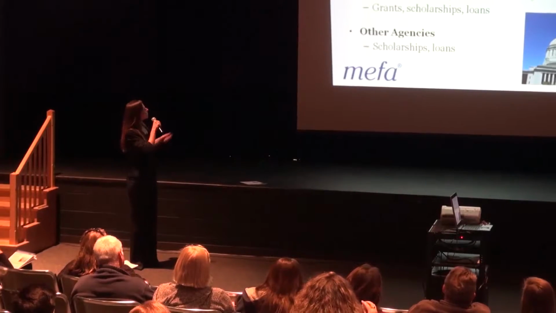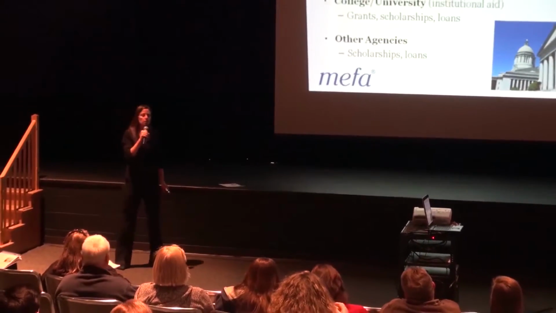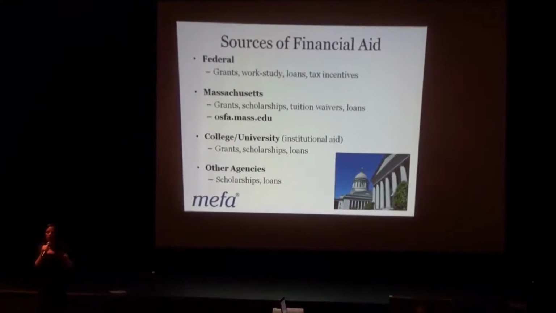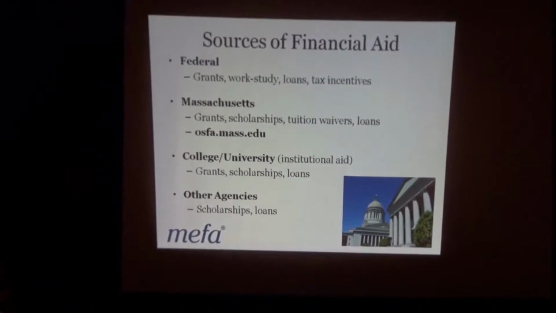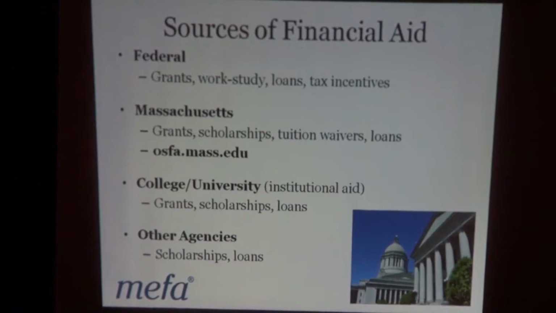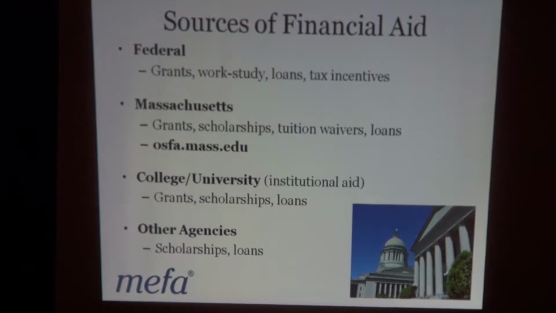Sure. So the state of Massachusetts has a similar program to the Pell Grant program, but the highest amount that a student can receive in a year is about $2,500, but it's very similar to the qualifications for receiving the Pell Grant.